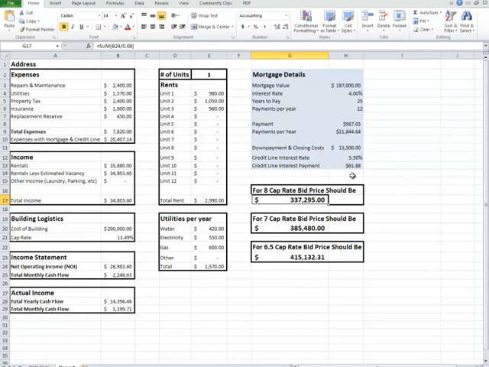Alright, so there you go. The middle part is just a reiteration of what we did on the data entry side. It just gives us a summary of all those other incomes and expenses that we had. So there's all your numbers that you'll need, and hopefully you'll find this helpful.